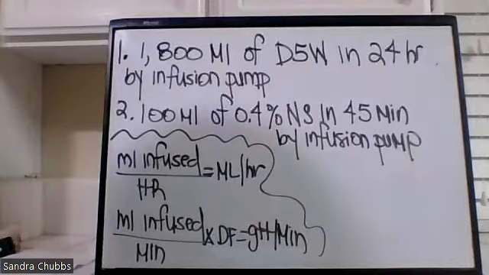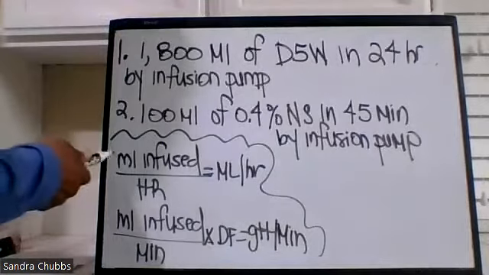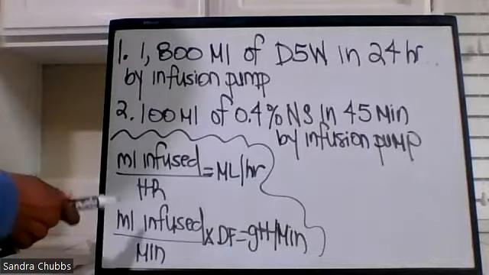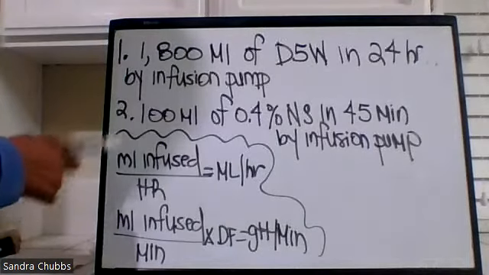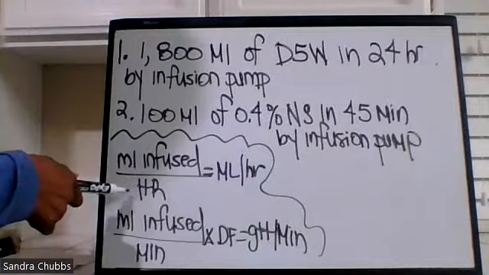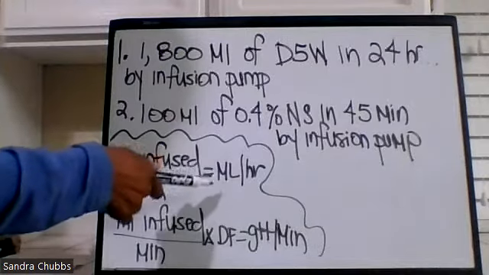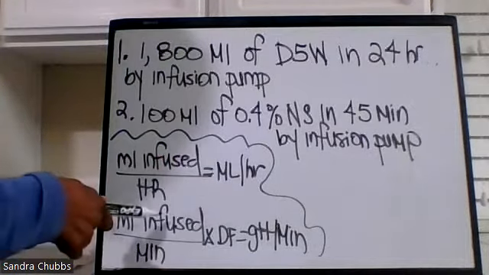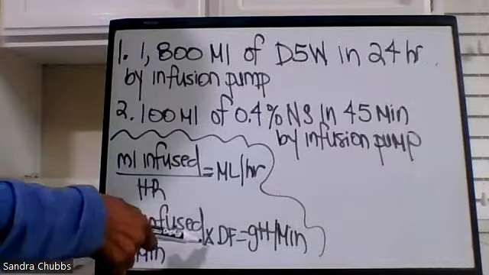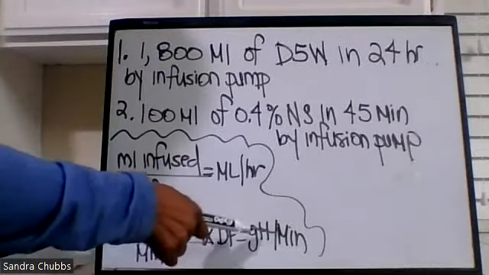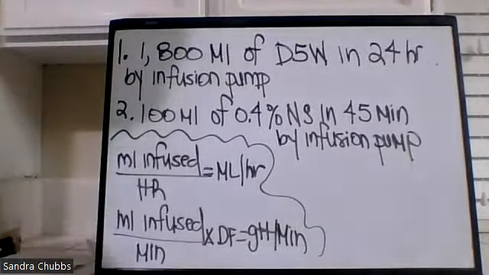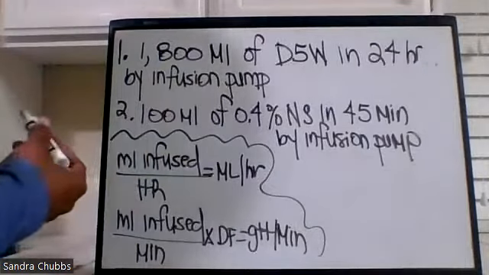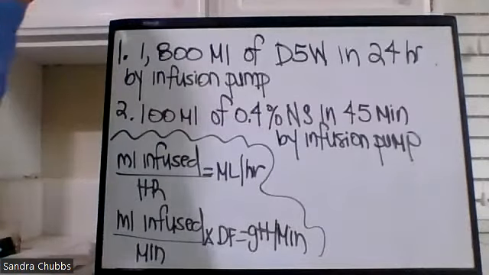All right, folks, here are a few of your IV calculations. The formulas are listed here as a reminder. We have the first formula, milliliters infused divided by hours, which gives us milliliters per hour. And we have the other formula, milliliters infused divided by minutes times the drop factor, which gives us our drops per minute. All right, so the first one is 1,800 milliliters divided by 24 hours.